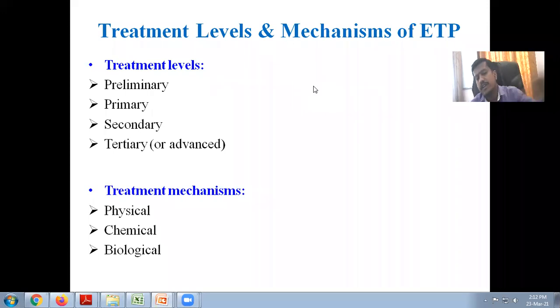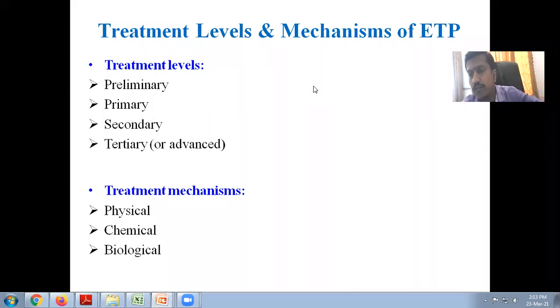Now, if you take a small recap of yesterday's session, we started with the definition. What are ETPs? ETPs are nothing but a process which is designed to treat industrial wastewater. And that is nothing but the importance of ETPs. Okay, actually we have gone through three important words.